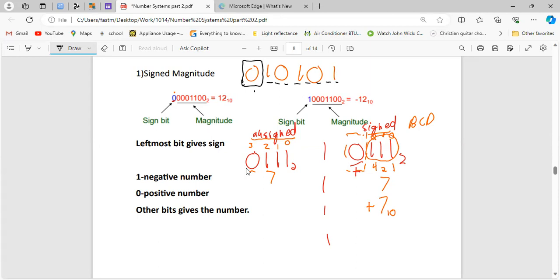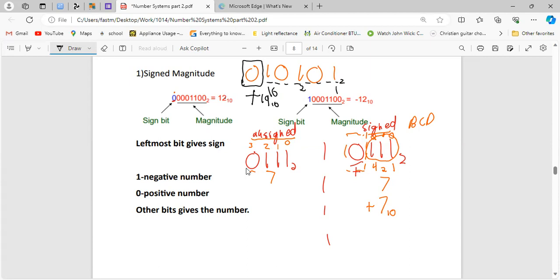So this will be positive, and then this one, you convert it. I'll show you that now. We can convert it: 1, 2, 3, 4, 16, 16 plus 2 is 18, so it'll be 19. So it'll be positive 19. That is all it is. Once you remember that, signed magnitude is a sign and a magnitude. The first bit is the sign bit.